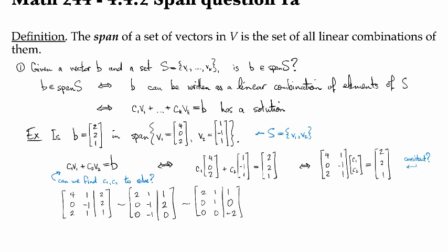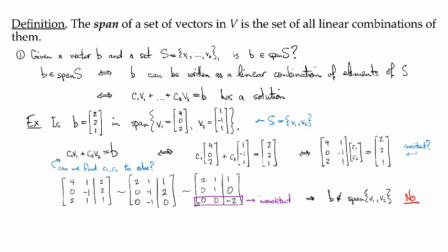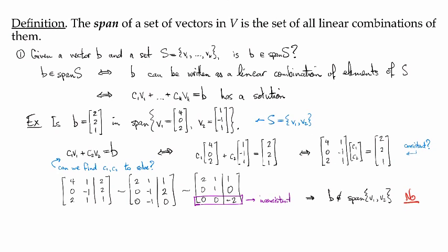And there we have the hallmark indicator of an inconsistent system. We have zeros to the left and a non-zero to the right. So we know it's inconsistent. And since inconsistent means that the system has no solution, that means we cannot find a C1 and C2. So that means that B is not an element of the span of V1 and V2. So our answer for this one is no. We'll continue looking at this example in the next clip.